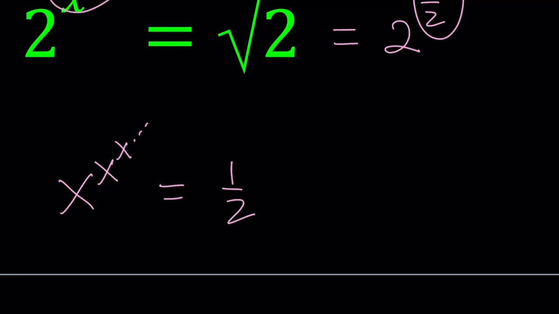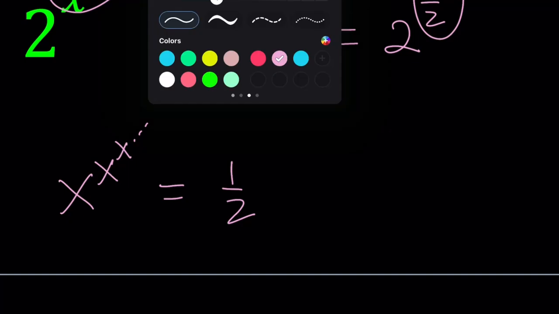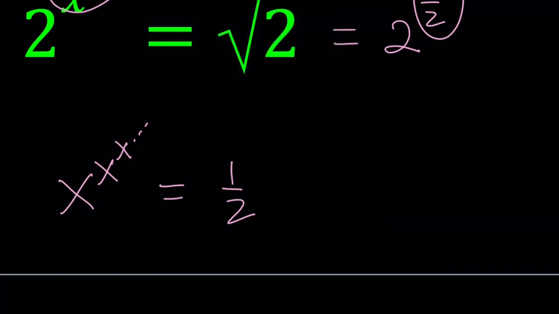Can we solve this equation? And the answer is yes. How? So we're going to look at this expression from different perspectives. From a functional perspective, you can also look at it from a limit perspective. You can define a sequence. You can say, hey, x sub 1 is this, and then x sub n is defined as x to the power x sub n minus 1, and so on and so forth. Anyways, there are so many ways. We're just going to keep it light.